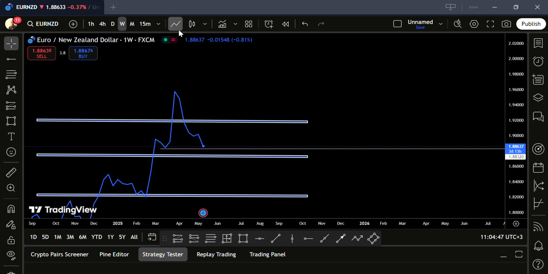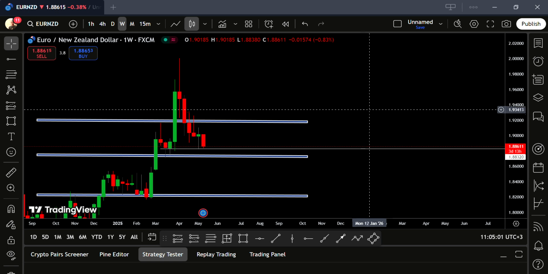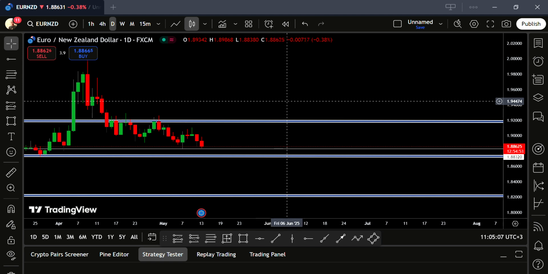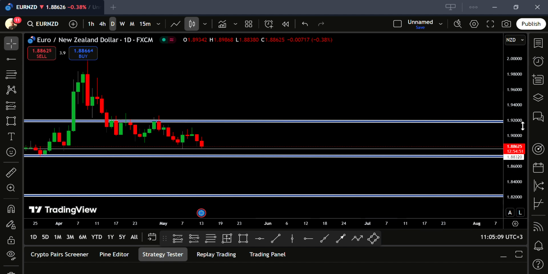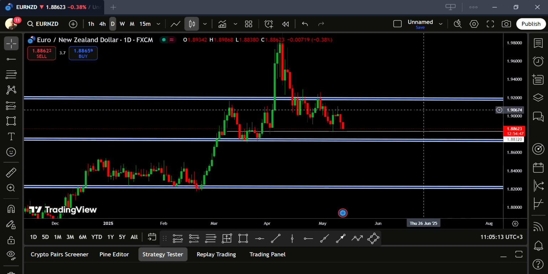Go to the line chart. You see, it came here and started rejecting this price level. As long as it started rejecting, coming up, I just knew it was going down. So what do you do? Go to the daily or one time frame below. If you're using the daily, go to the 4-hour. If you're using the 4-hour, go to the 1 hour. If you're using the 1 hour, go to the 30-minute.